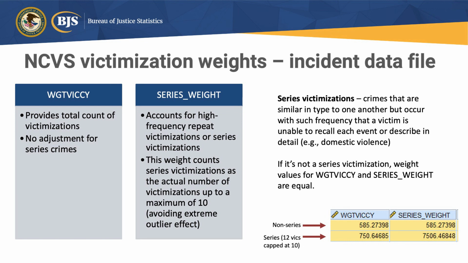So we can see here, as an example from the 2020 data file, a non-series weight would be 585. Because it wasn't a series crime, the series weight would be the same. And then if it was a series crime, so this particular person experienced 12 victimizations, but we capped it at 10, so their original weight was 750, and then multiplied by 10 would be 7506.